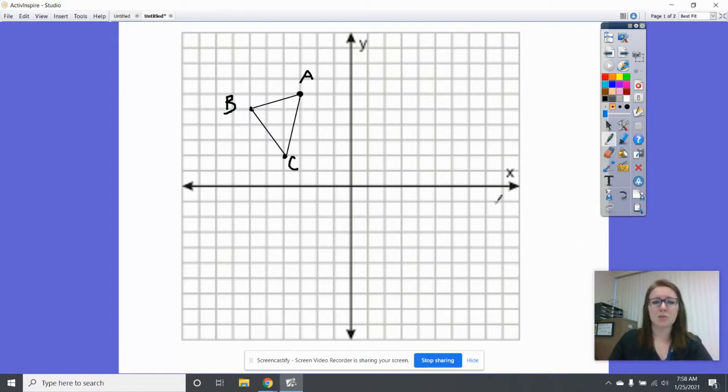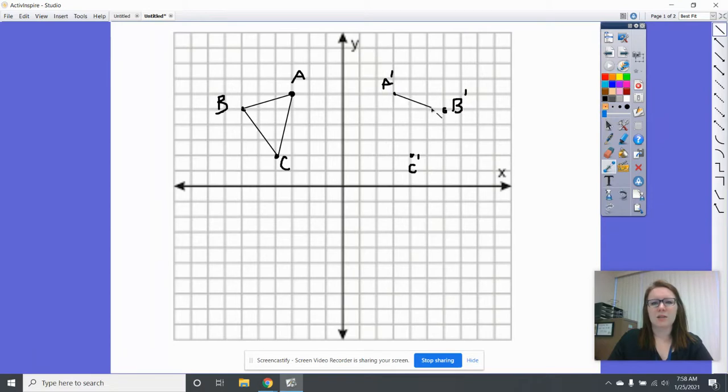So first let's reflect. To reflect, I notice I go 3 towards the y-axis, so I'm going to go 3 away to get A prime. I go 4 towards the y-axis, so 4 away to get C prime. And I go 6 towards the y-axis, so I'm going to go 6 away to get B prime. And now, of course, I can connect the dots and make my actual shape.